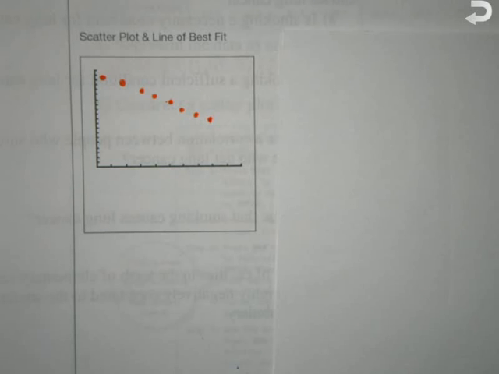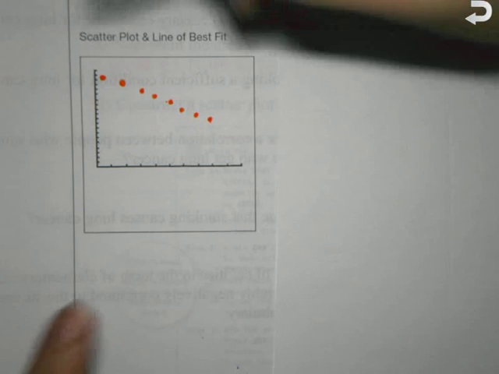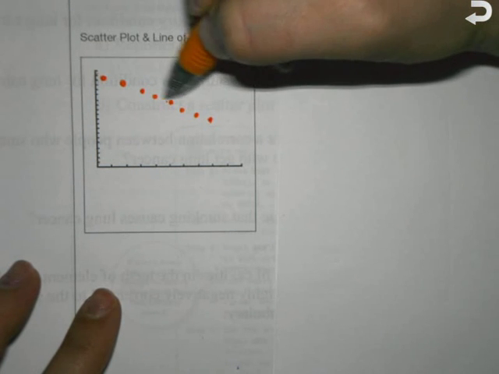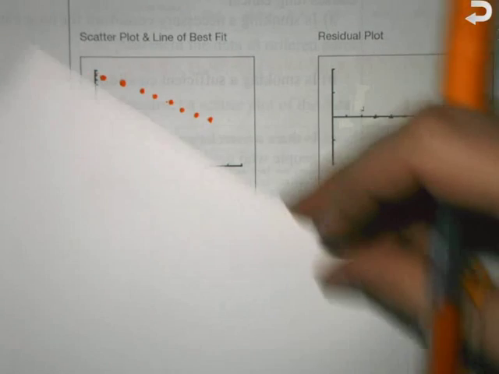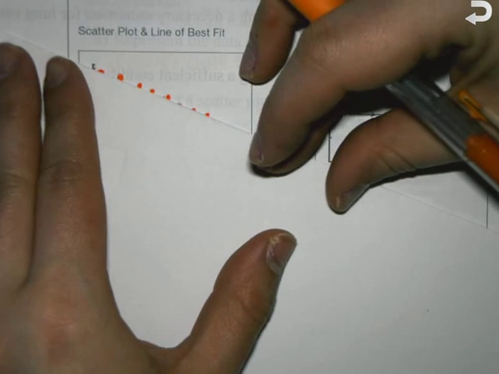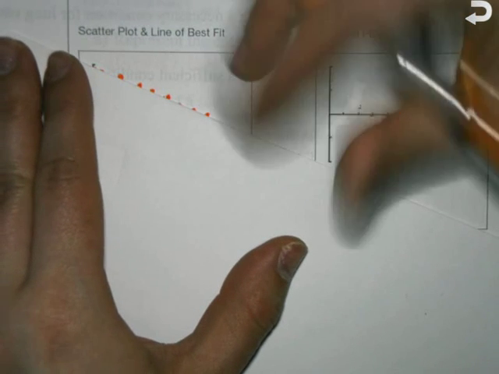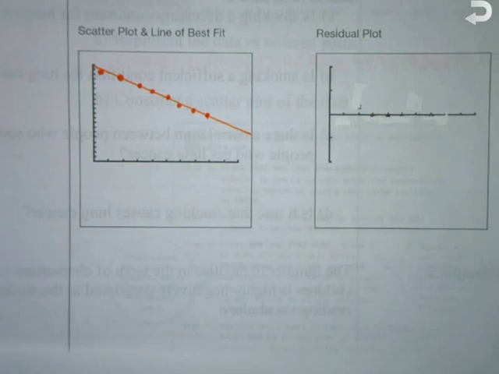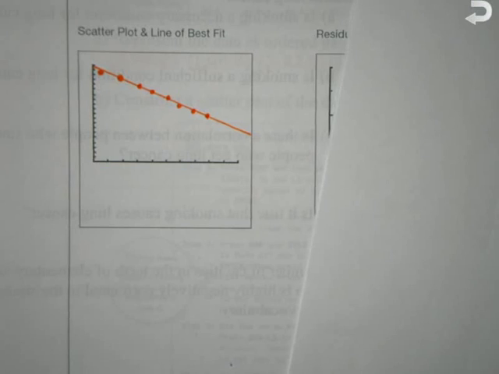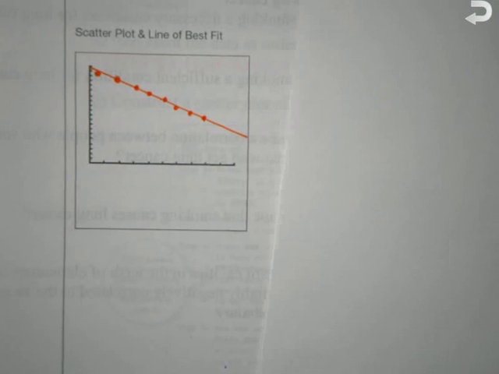It looks pretty linear. Let's try and draw a line of best fit. It's not going to be perfect, but let's try and draw a line that goes through all of those. I suggest that you use the edge of your binder or another piece of paper. I'm going to use my paper and try to draw a line that goes through as many of the points as possible. It should look something like that. It shouldn't be that hard because your scatter plot should look pretty linear.